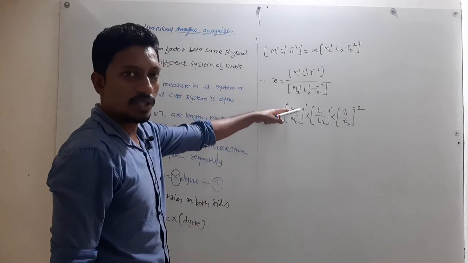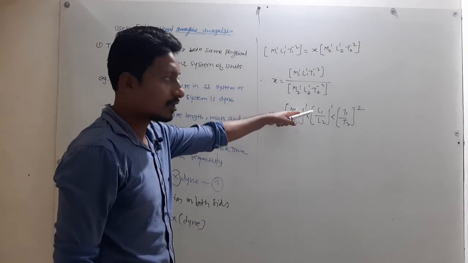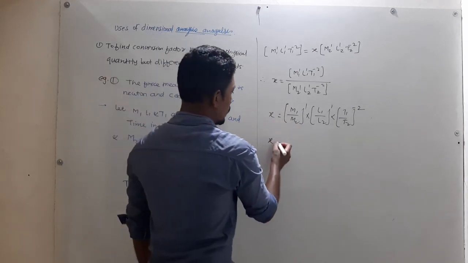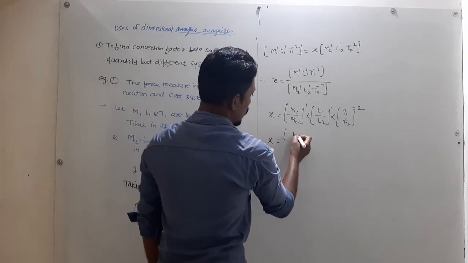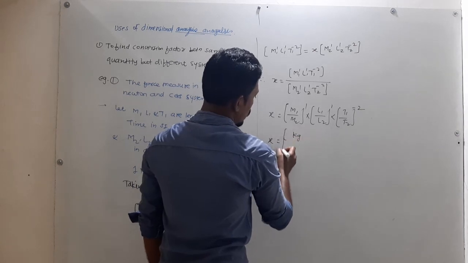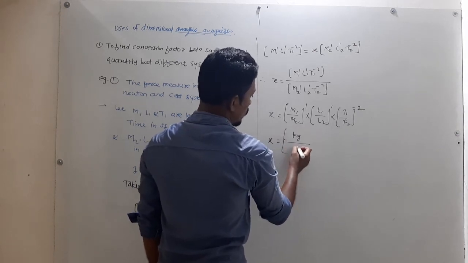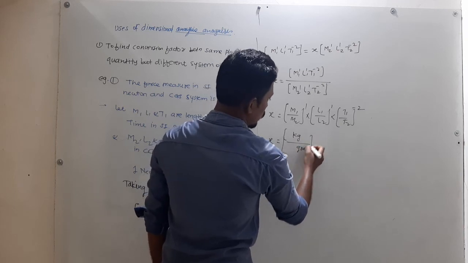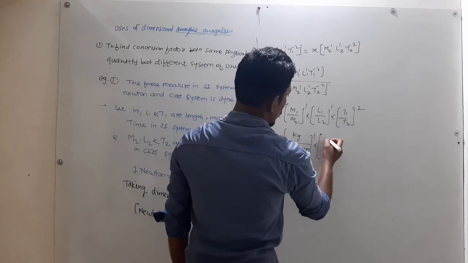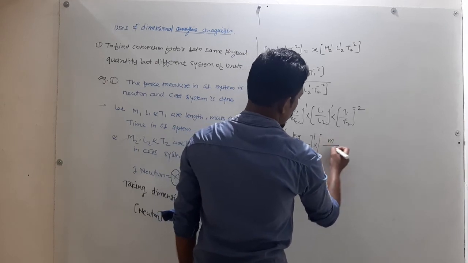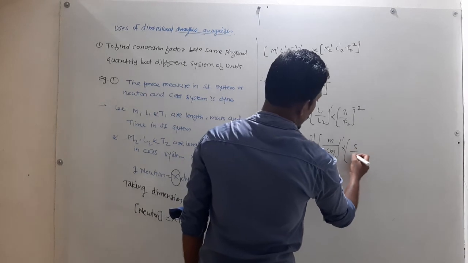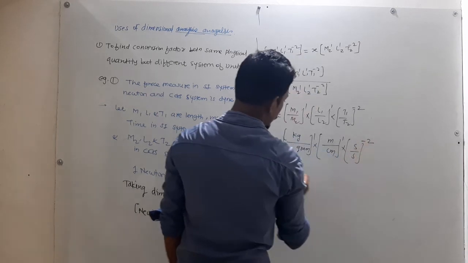m1 is the mass measured in the MKS system, m2 is the mass measured in the CGS system. That is, x is equal to kg upon gram raised to 1, into meter upon centimeter raised to 2, into second upon second raised to minus 2, right?